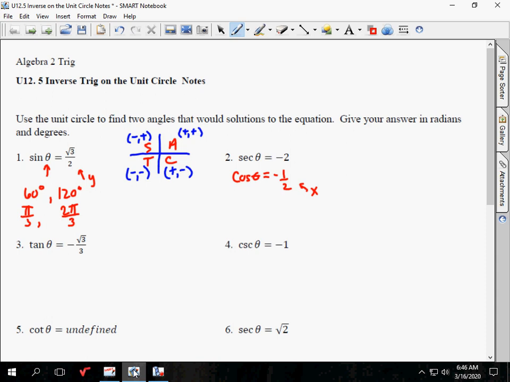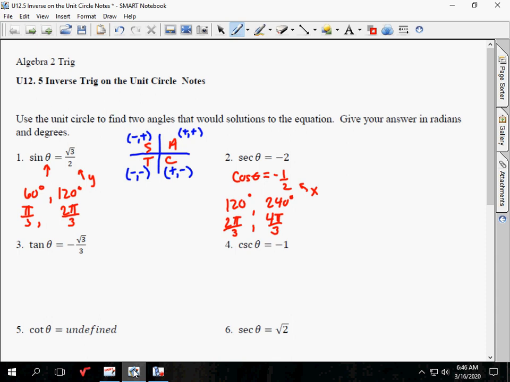Cosine is positive in 1 and 4, so that means it's negative in 2 and 3. That's where we have to look, 2 and 3. In quadrant 2, we want to see when the x coordinate is negative 1/2. It happens at 120 degrees, which again is 2 pi over 3. And then it's going to happen in quadrant 3. Since we found 2 pi over 3, the other multiple of pi over 3 is going to be the answer. That's 4 pi over 3, which is 240 degrees. So there's both angles in degrees and radians.